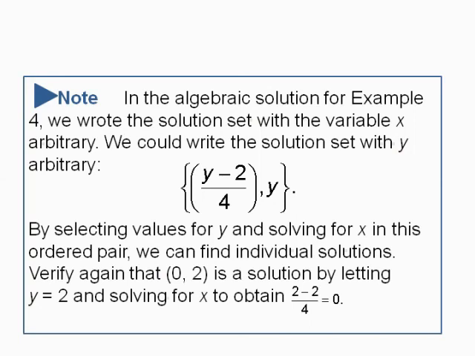Now note, in the algebraic solution for this last example, we wrote the solution set with the variable x being the arbitrary variable. We could have also used y as the arbitrary variable, and we would have gotten this answer. So by selecting values for y and solving for x in this ordered pair, we can find individual solutions again. And notice 0, 2 also works in here. So you will either get every variable in terms of x, every variable in terms of y, and so forth. Those of you going to college algebra, the intermediates have it a little bit easier.